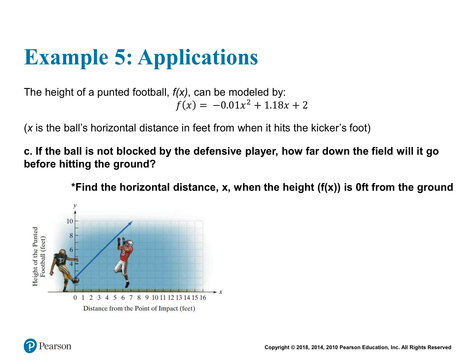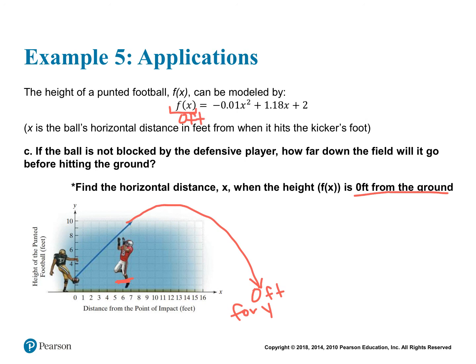Okay, part C, if the ball is not blocked by the defensive player, how far down the field will it go before it hits the ground? So let's say this guy here doesn't block it and the graph just keeps going. When is it going to hit the ground? When is it going to be 0 for y? 0 feet. So to find the horizontal distance x, when the height f of x is 0 feet from the ground.